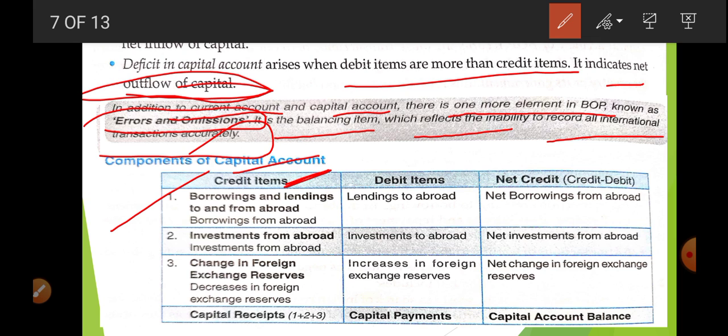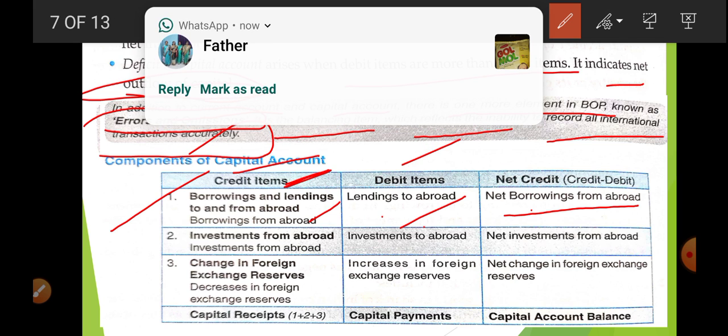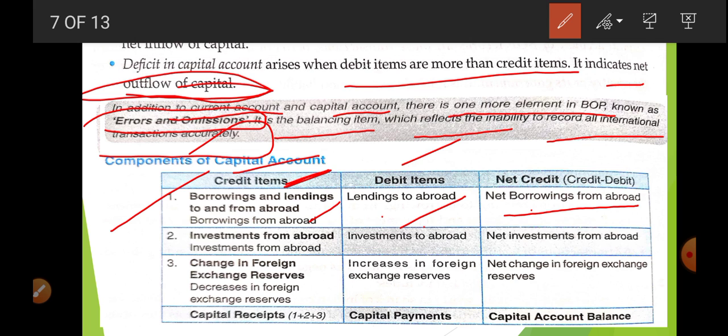Borrowing and lending to and from abroad: we record the debit side only for lending, and when we subtract credit minus debit, we get net borrowing from abroad. Next is investment from abroad. So investment to abroad and net investment from abroad, when we subtract debit and credit.